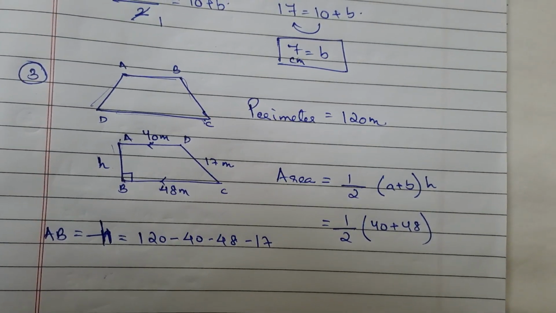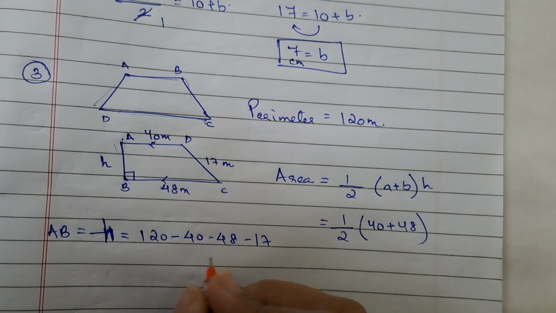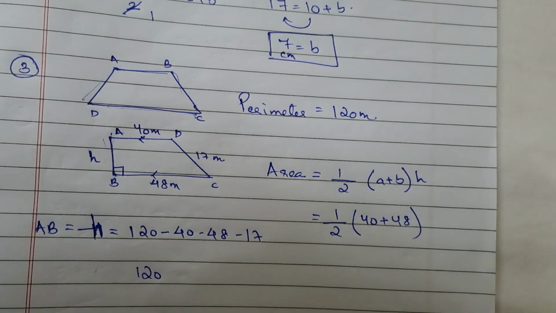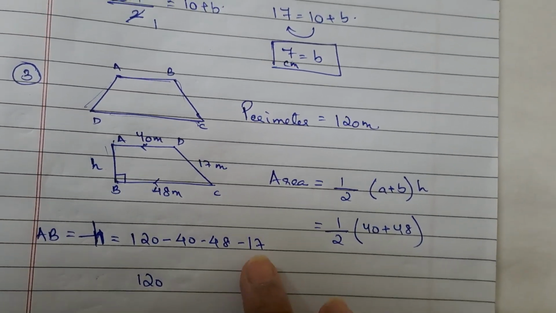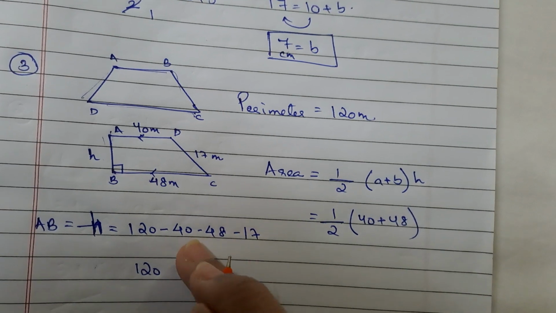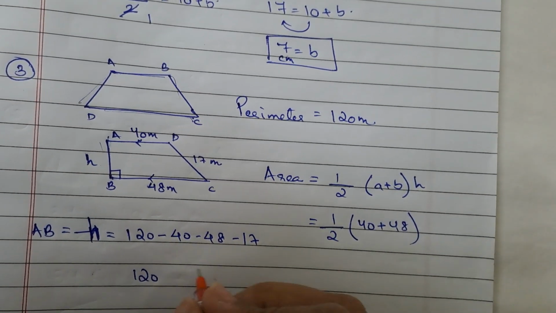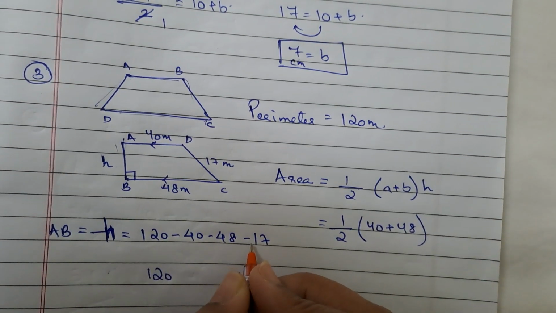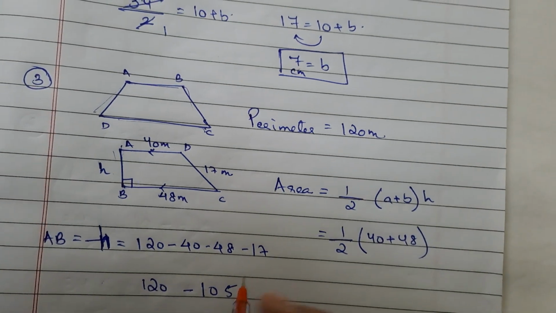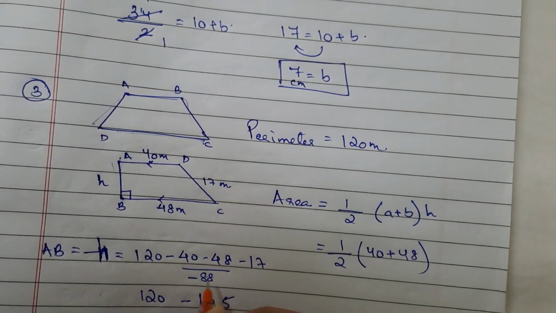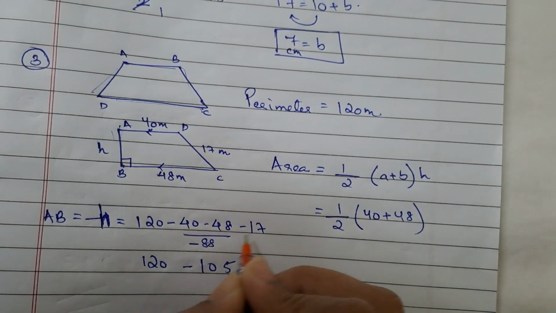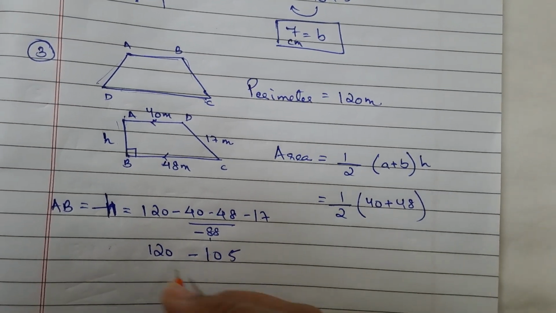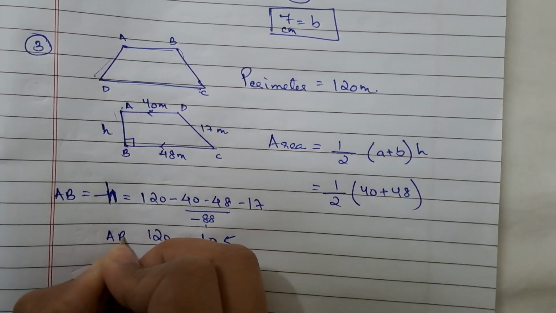Okay, so 40 plus 48 becomes 88. 120, and then we are going to add the 17 as well. 88 and 17, 8 plus 7 is going to be 15, so 5, and there'll be a carry over, and this will become 10. So this is negative 88, and this is negative 17. So 120 I'm subtracting in here to find the value of AB.